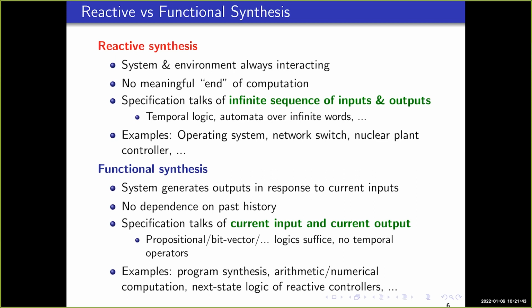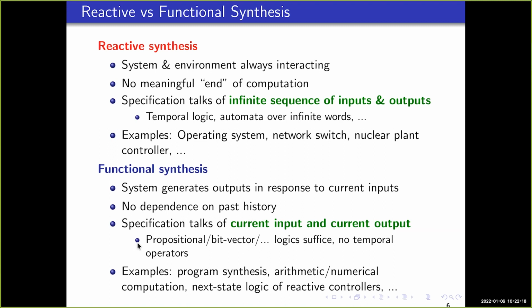called functional synthesis, where the system generates outputs in response to the current inputs only. There's no dependence on past history. There is a meaningful end of computation. Some inputs are given, you generate some outputs, that's it. Again, if you give some inputs, it will generate some outputs. And the relation is only between the current inputs and the current outputs. So these you can express using propositional logic, bit vector logic, or maybe integer arithmetic.